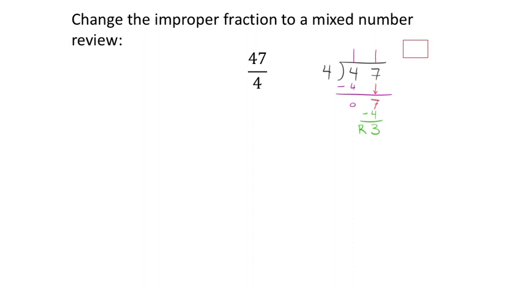47 fourths is the same. And again, I'm going to show the fractional part because I just want to fill in the denominator. That is not going to change. But we had 11 as our quotient, and the remainder of 3 is the numerator. Again, this improper fraction and this mixed number have exactly the same value. But we wanted the mixed number as our answer, not the improper fraction.